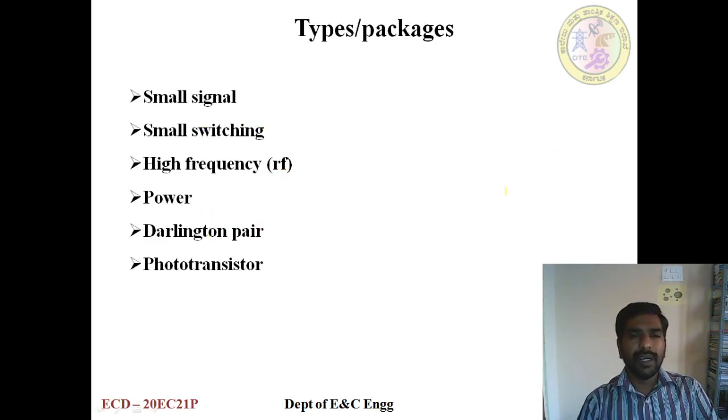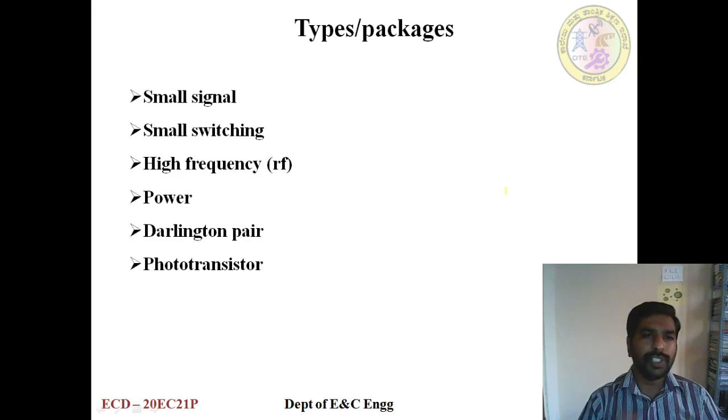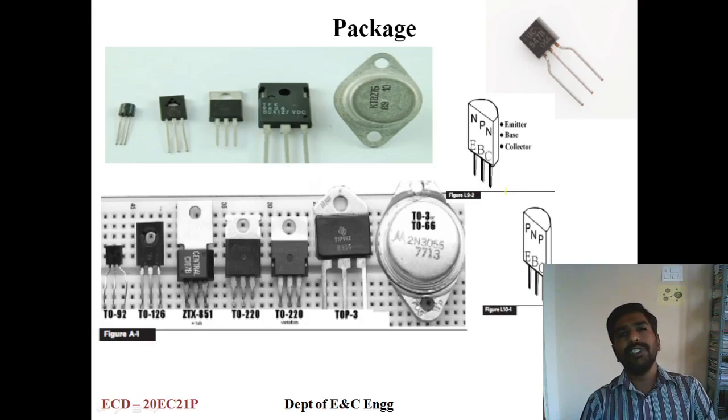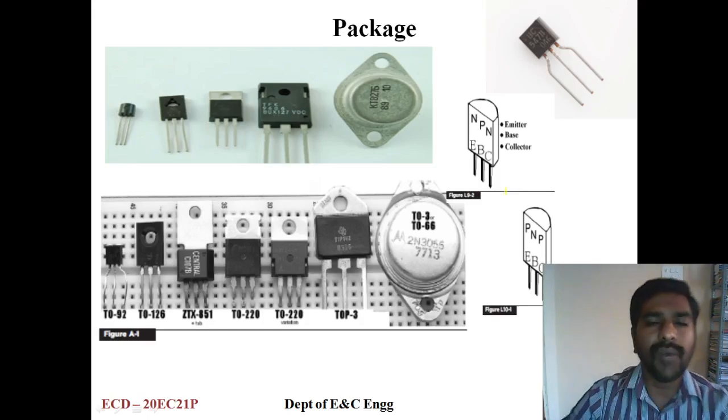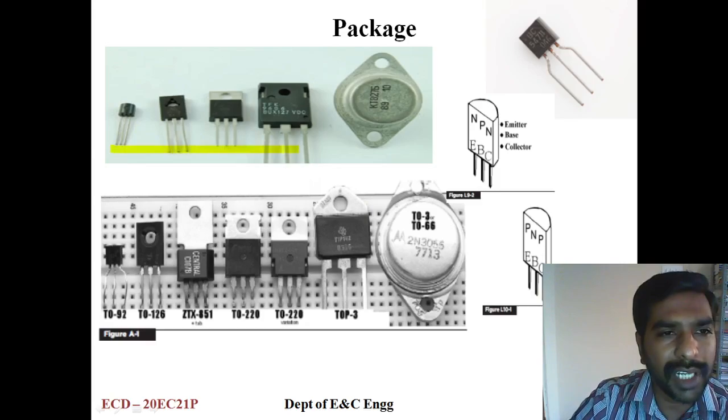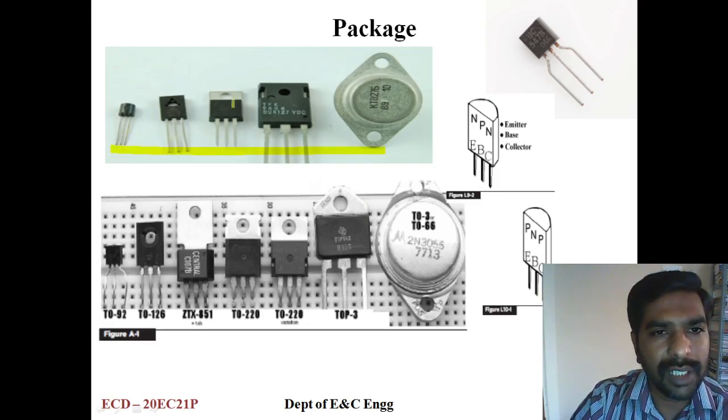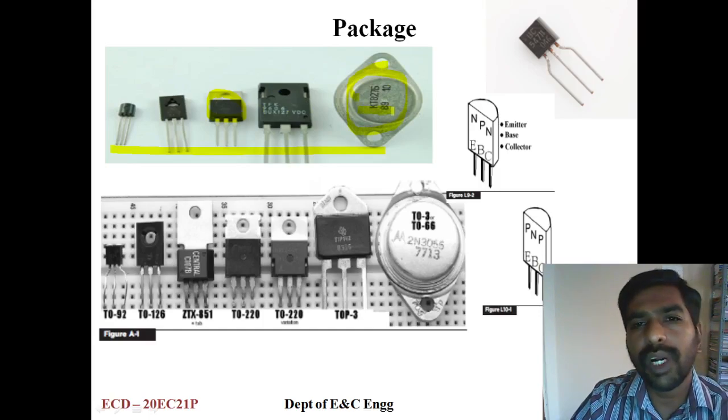And there are different types of transistors: small signal transistor, small switching transistor, high frequency, power, Darlington pair, and phototransistor. We're going to see these in a coming presentation. And these are the different packages available in the market. You can see different transistors. Each transistor has three terminals: emitter, base, collector. You can see one transistor has a heat sink because it has larger power handling capability, and this one also has a larger power handling capability.